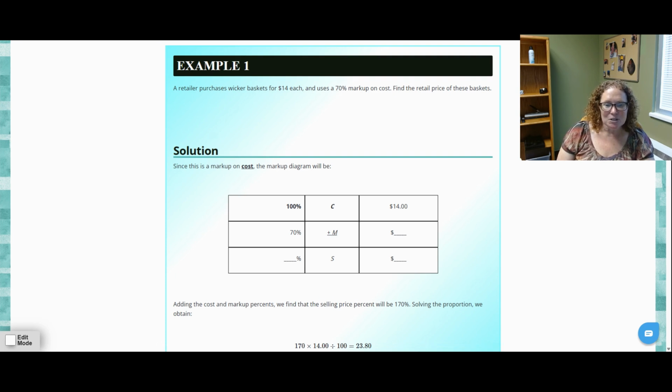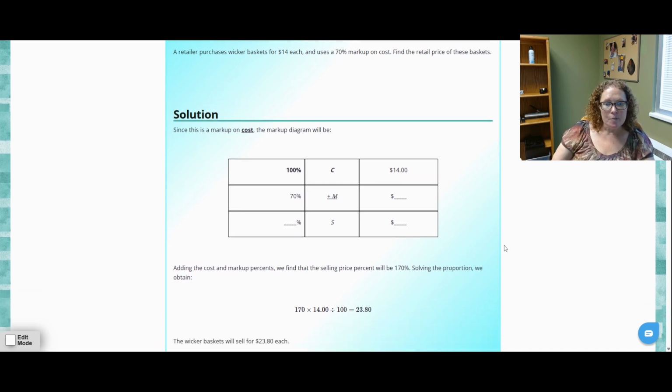And then we're going to want to do, looking at the formula the way it is down here, 170 times 14 divided by 100 is 23.80. So we know that the wicker baskets will sell for $23.80.